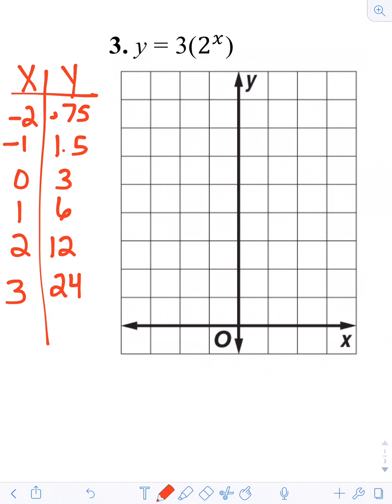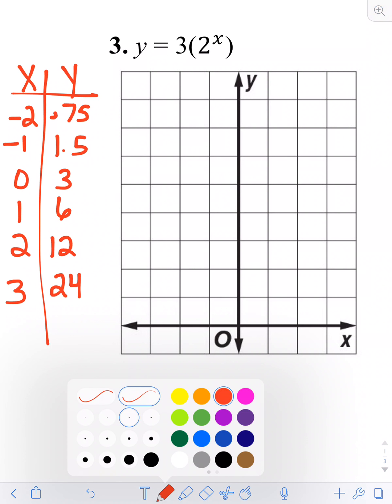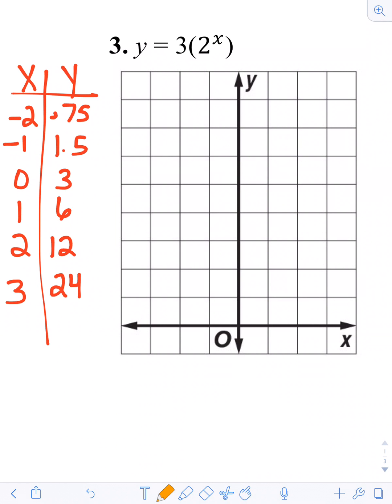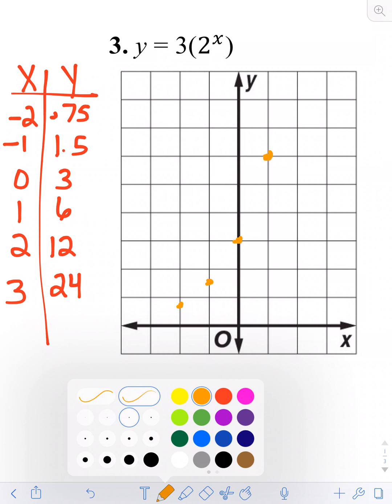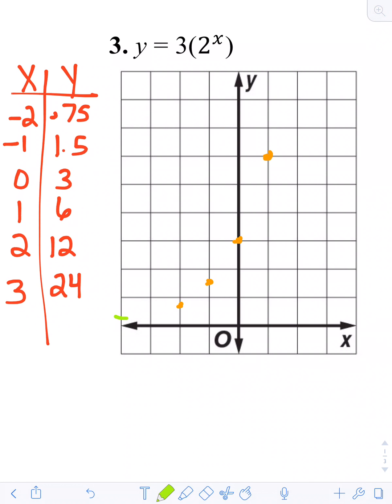So what we're going to do is go ahead and plot these points. I have negative 2, 0.75, so negative 2, 0.75 is right up here. I have negative 1, 1.5. I have 0, 3, so 1, 2, 3. I have 1, 6, so 1, 2, 3, 4, 5, 6. And 2, 12, which is off the chart. So I'm going to go ahead and connect my dots. Remember, it never crosses the x-axis, but it gets pretty low. Very, very close, but never crosses it.